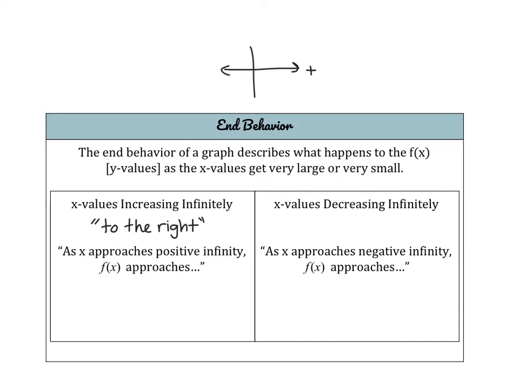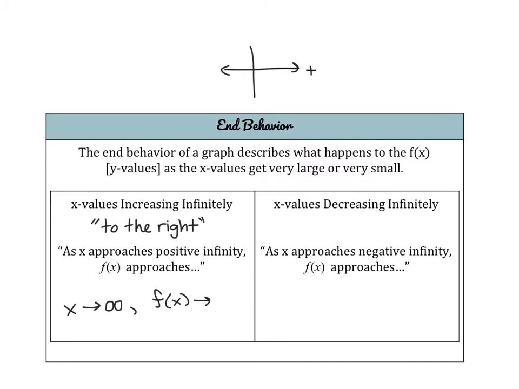And here's how we write it. We say as x approaches positive infinity, comma, f of x approaches, and then you say what your graph approaches. So sometimes your graph will be going up forever, sometimes your graph will be going down, and sometimes your graph will actually approach a number. So this is essentially saying when I move to the right, my graph is heading towards this value.